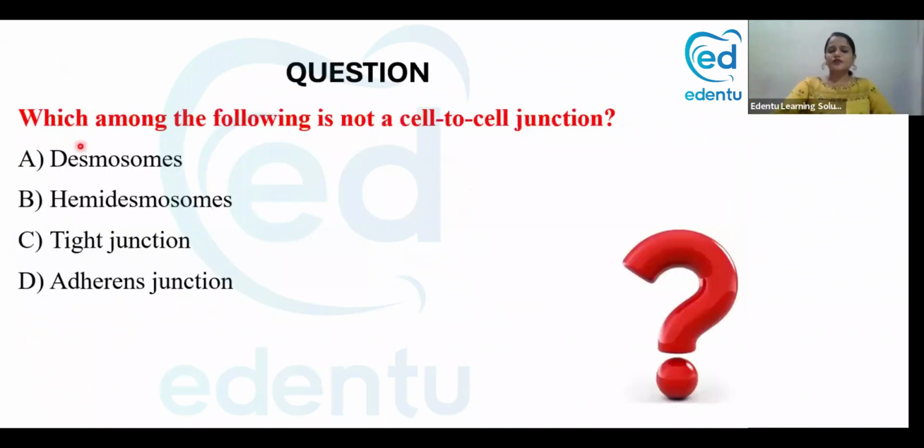Moving on to the next question: which among the following is not a cell-to-cell junction? Remember that, doctors. Is it desmosomes, hemidesmosomes, tight junction, or adherens junction?